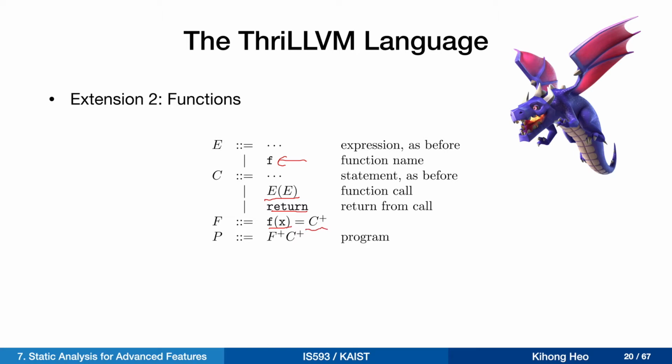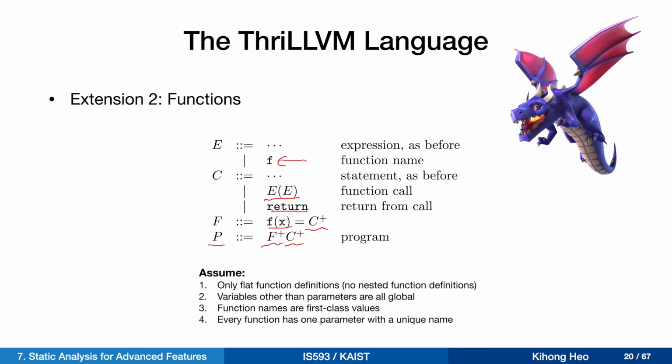That is a sequence of commands. And a program P is a sequence of function definitions and a sequence of commands. So in this lecture we assume the following things. There's no nested function definitions like in OCaml, but all the function definitions are flat like in C. And also for simplicity, we consider the parameter as the only local variable for a function. All the other things are global.